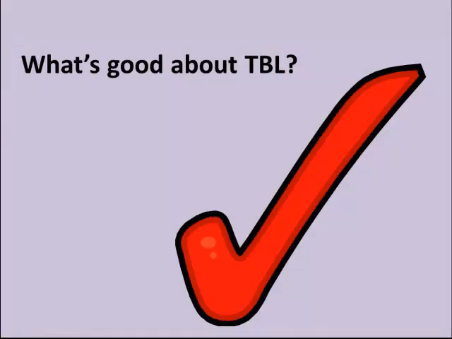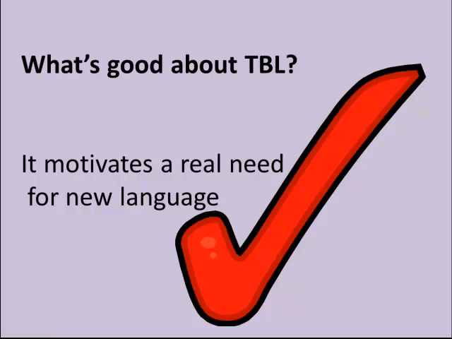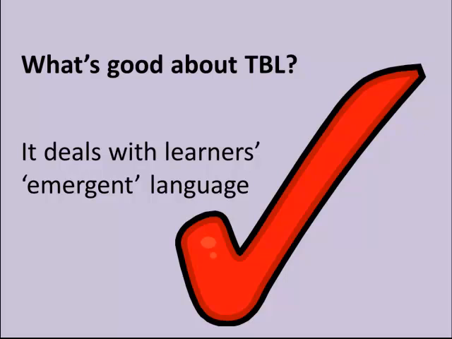So what's good about task-based learning? Well, it motivates a real need for new language. So the learners have something to achieve, and so they have a real need to learn that language. They want it. And if you've got a real need for something, then you're more likely, hopefully, to retain it, I guess. It also deals with learners' emergent language. So it deals with language at the level that they are at, and potentially more as it comes.